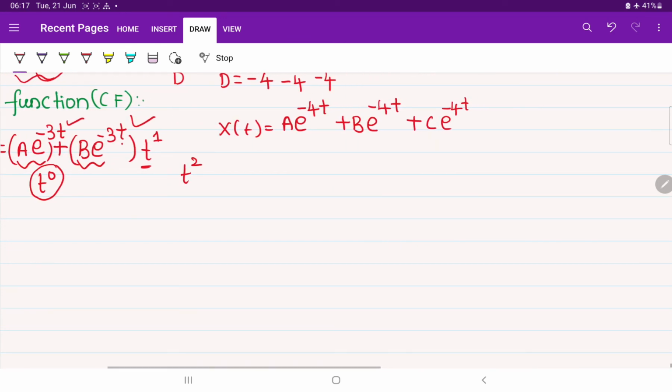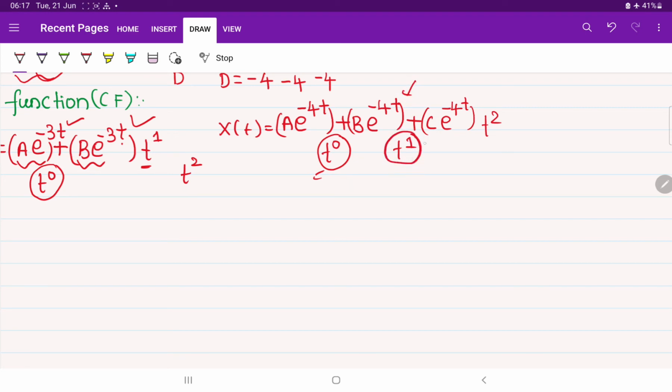Suppose three roots are repeated, then what you have to do? Multiply the first one by t power 0, the second one by t power 1, the third one by t power 2 and so on. Anyway, t power 0 will become 1, so we need not consider this one. The second root will be multiplied by t. T is your independent variable. The third root will be multiplied by t power 2.